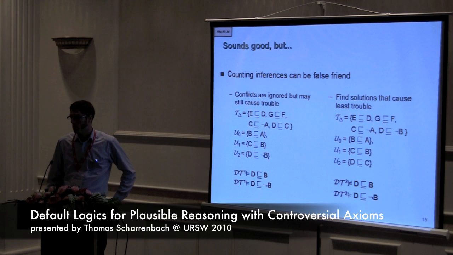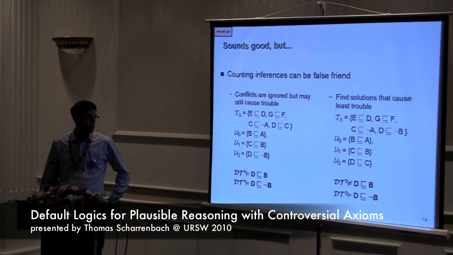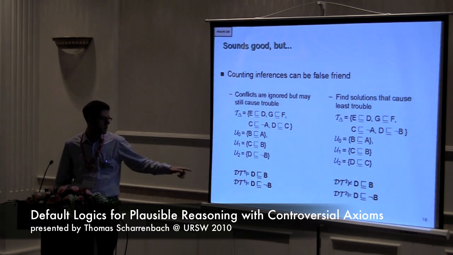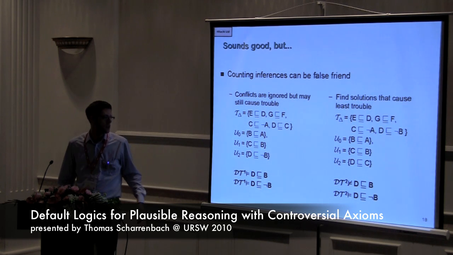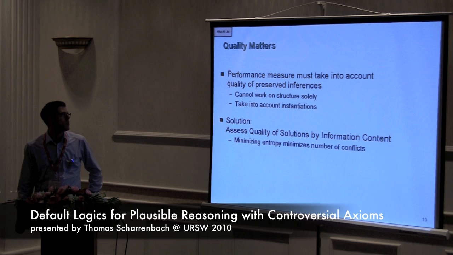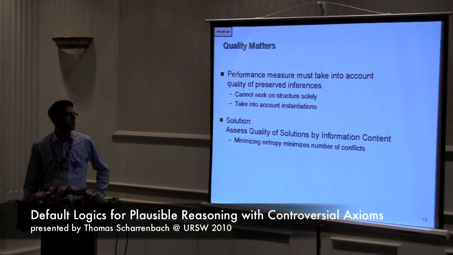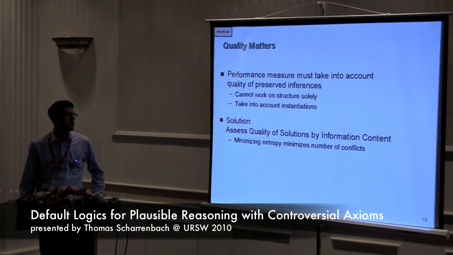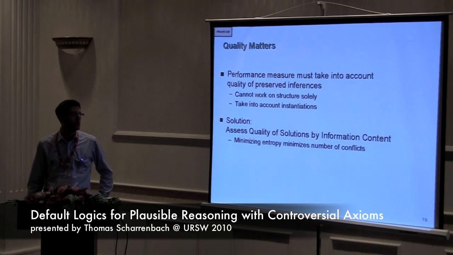which does not infer the first entailment, which is in our case good because we don't have the conflict in the result anymore, which is in the other case bad when just counting inferences because we have one inference less. That means, just counting inferences, we would choose the first, the bad solution, and so we had to think of something else. And we came up with that the performance measure should make use of the quality of the inferences that we preserve. So we cannot work on the structure alone.